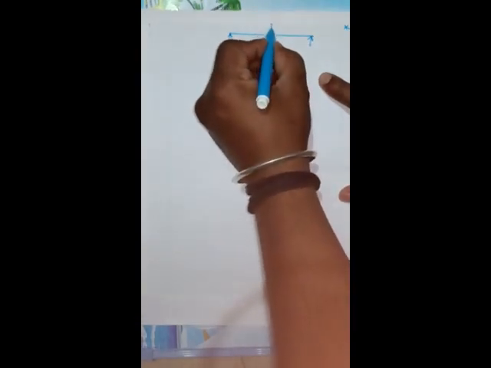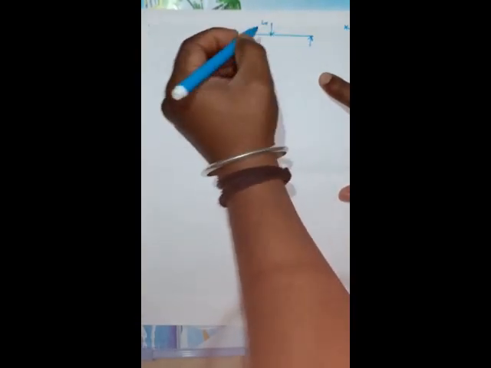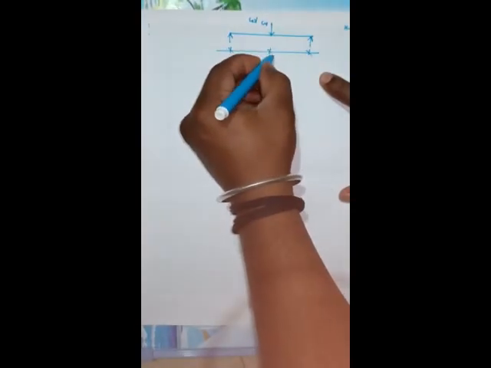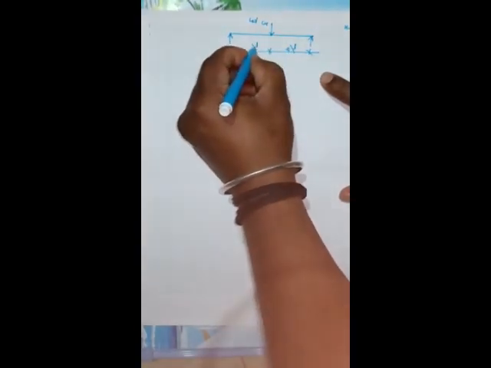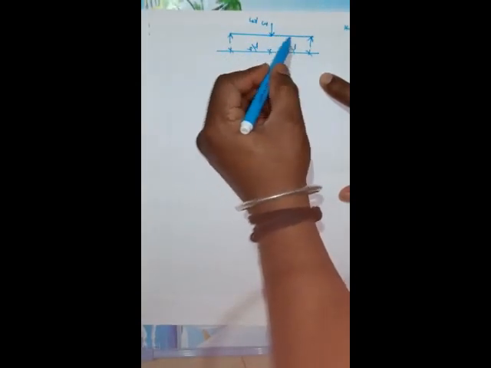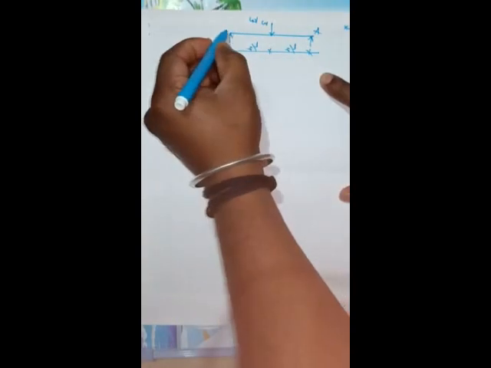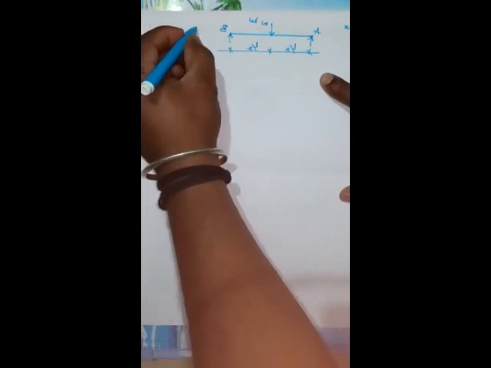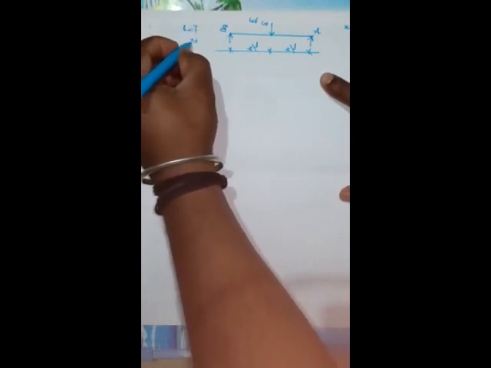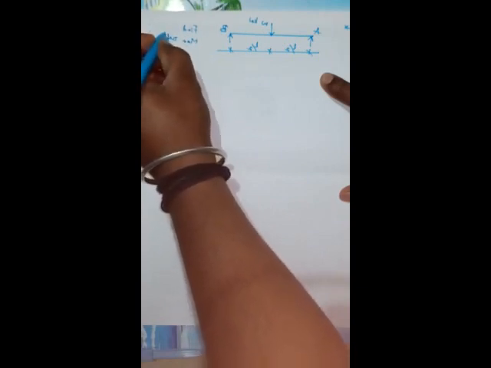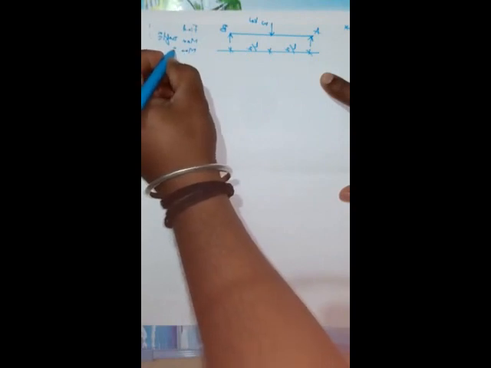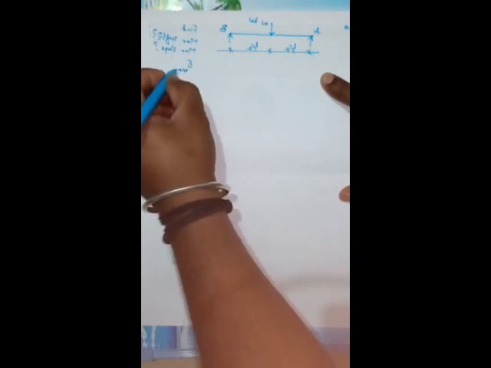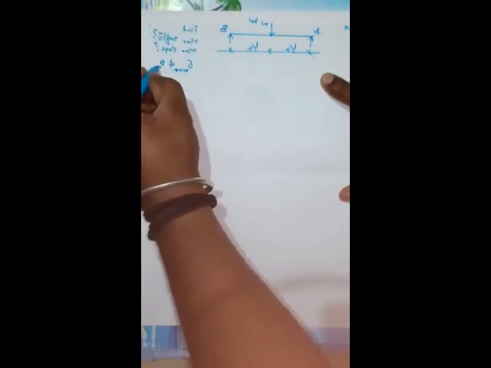Okay, so let us consider a concentrated load W kilonewton in a general type of loading, a standard loading. Let us consider this W exactly at the center. This is point A, this is point P. Here, find the maximum deflection and maximum slope. So what is delta max and what is theta max?